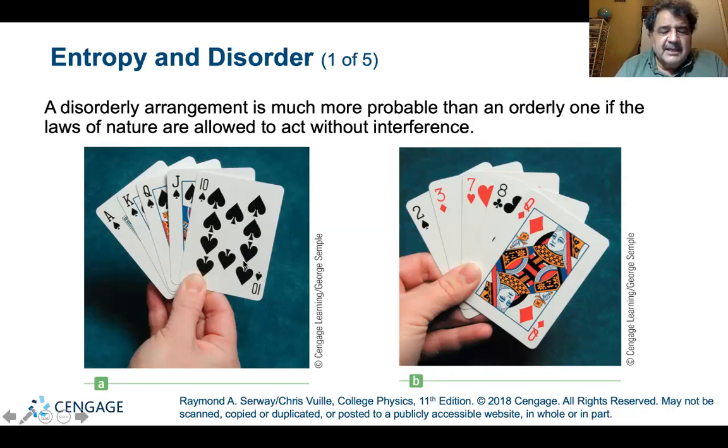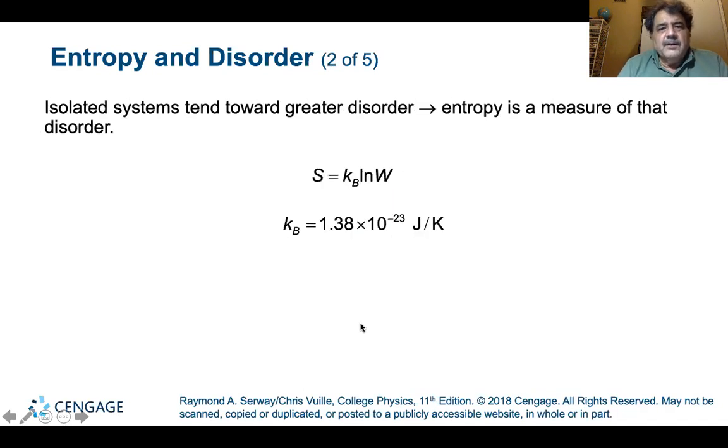It is very unlikely to get a straight flush. It is very likely to get random cards like this. So an isolated system tends toward greater disorder. Entropy is a measure of that disorder. S is equal to KB natural log of W, where KB is Boltzmann's constant, and W is the number proportional to the probability that the system has a particular configuration.